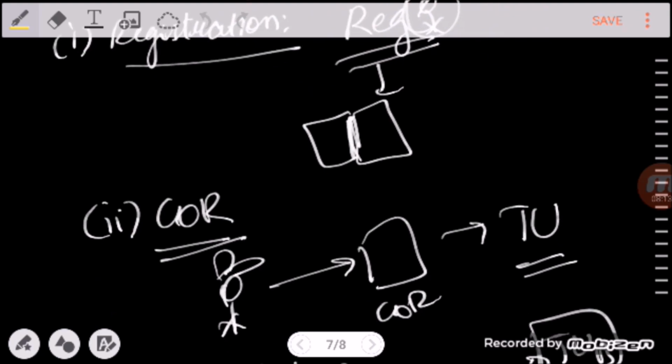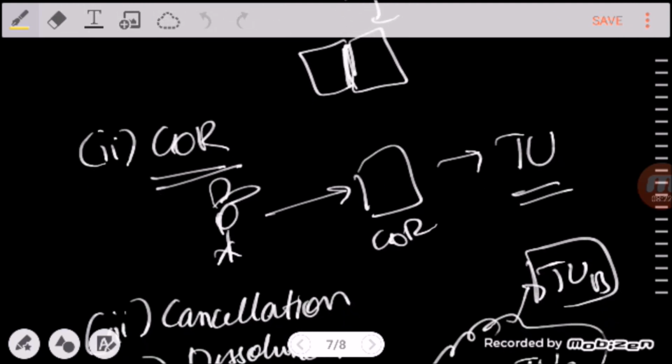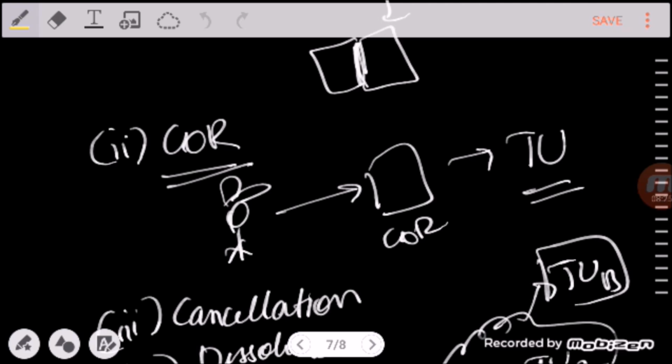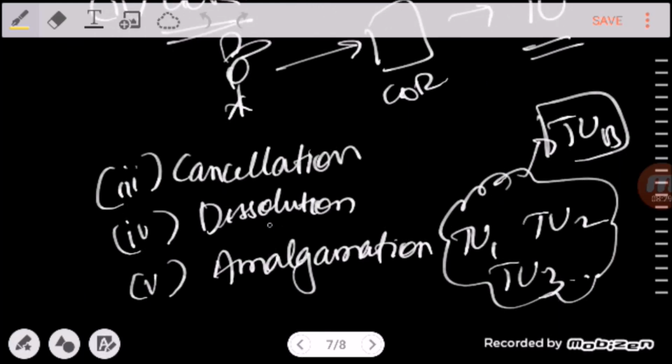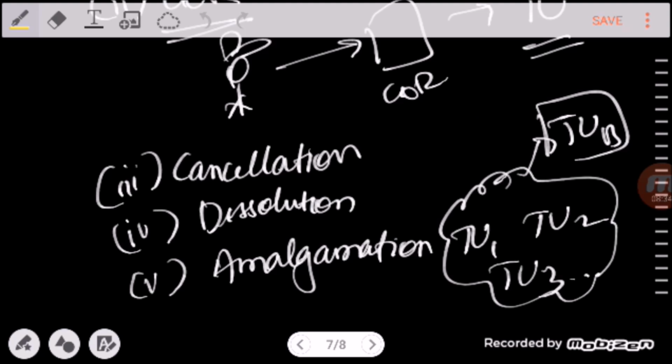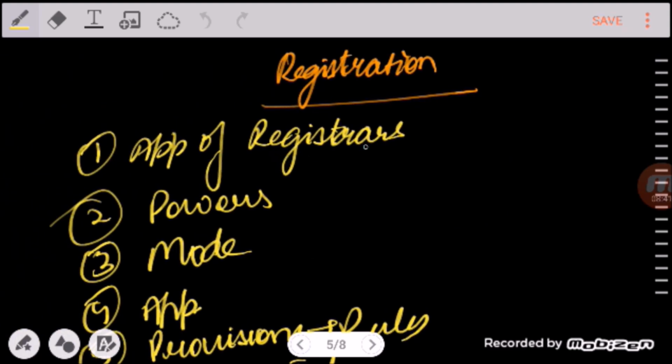Then the second point we discussed was the certificate of registration. After registering a trade union, the registrar issues a certificate of registration to the trade union. The third power that we discussed is the cancellation of registration. The fourth power is dissolution of registration. Fifth power is amalgamation of trade unions. So we have discussed the appointment of registrars and powers, and now we are discussing the mode of registration.